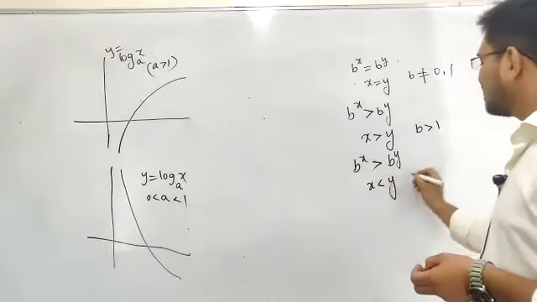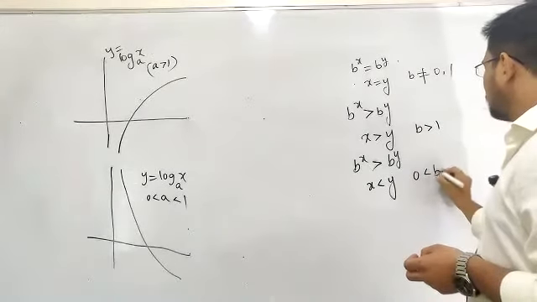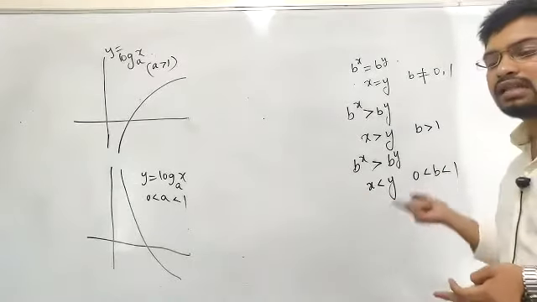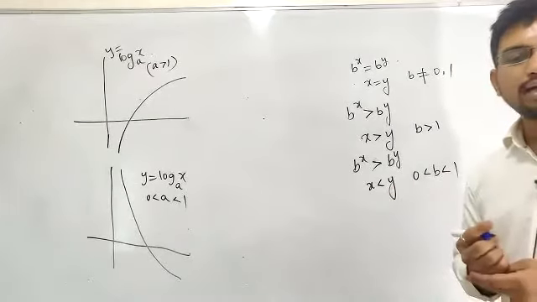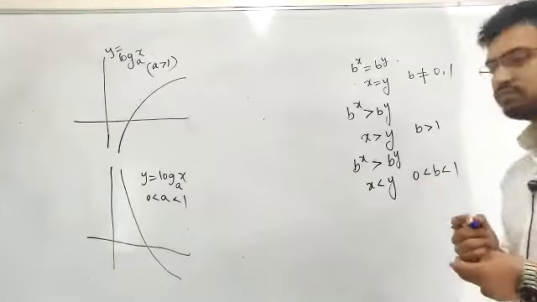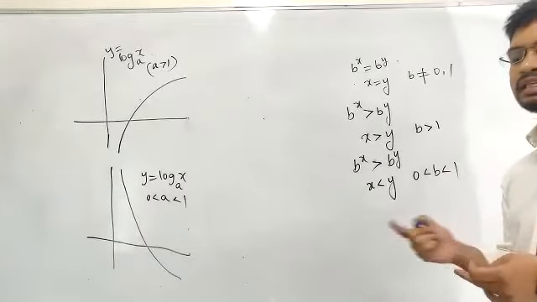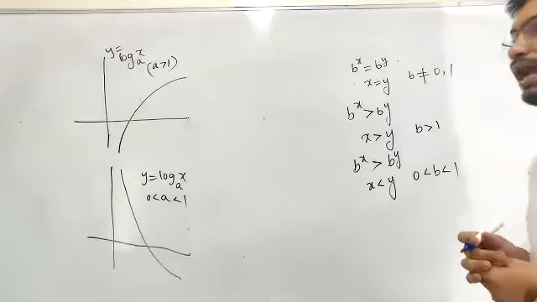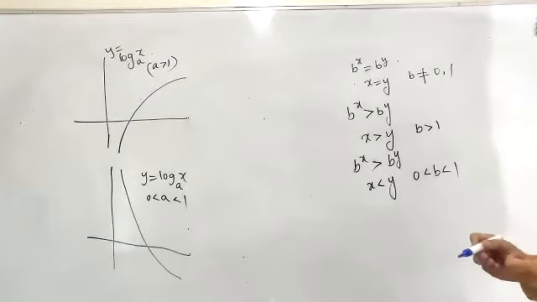If b power x is greater than b power y, I'll write x is less than y if the base lies between 0 and 1. When the base is lying between 0 and 1, I'll be writing something like this. So my idea here is something like this.